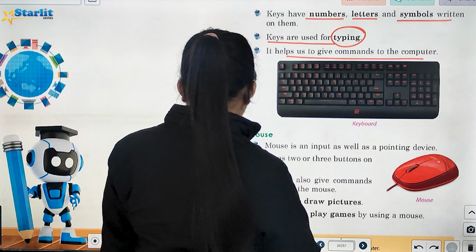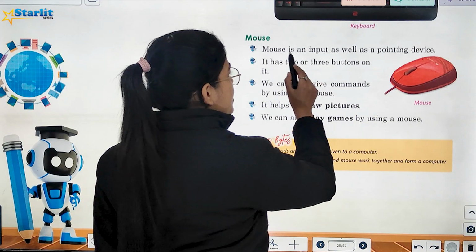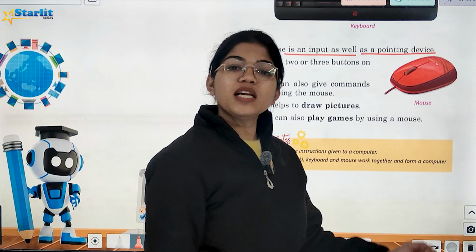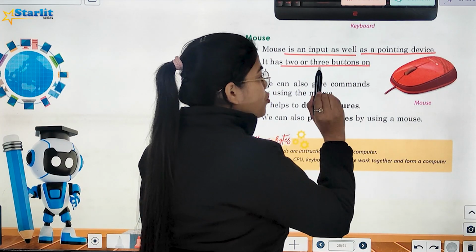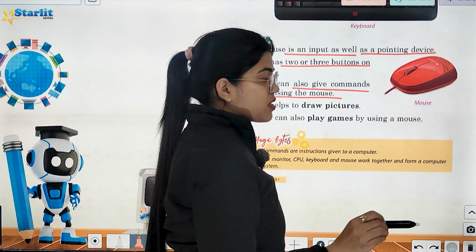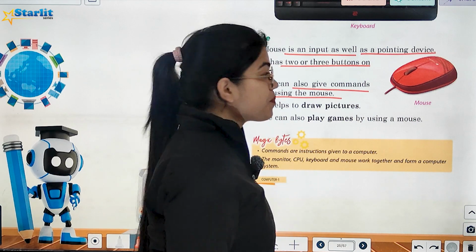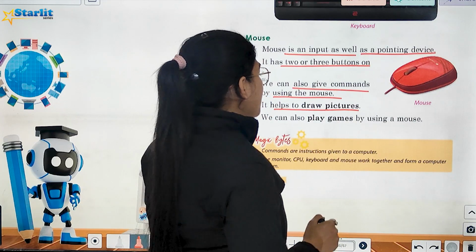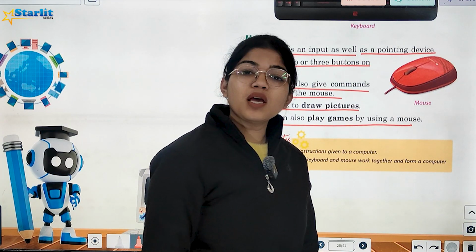Alright, चलो. The last main part of a computer we have is mouse and it is an input as well as pointing device. Mouse input के साथ साथ pointing device भी है कंप्यूटर की. ठीक है, mouse में 2 or 3 buttons present होते हैं. We can also give commands by using the mouse. इसके अलावा कंप्यूटर को commands provide करने के लिए हम mouse का भी यूज कर सकते हैं. It helps to draw pictures. mouse के थ्रू आप pictures draw कर सकते हो. We can also play games by using a mouse. And mouse का यूज करके हम कंप्यूटर पर games भी खेल सकते हैं.